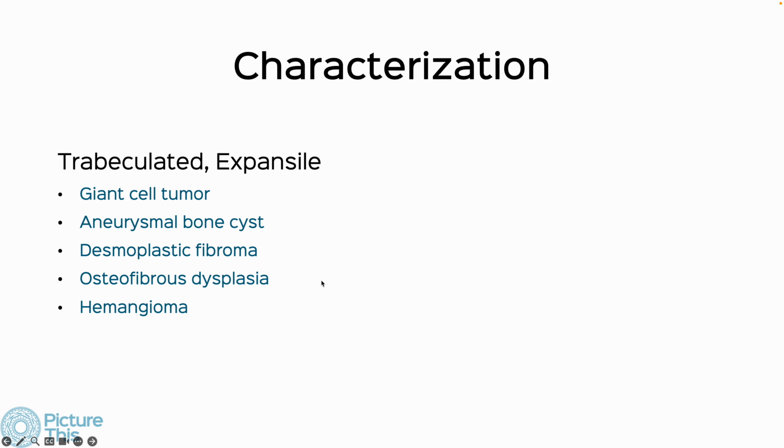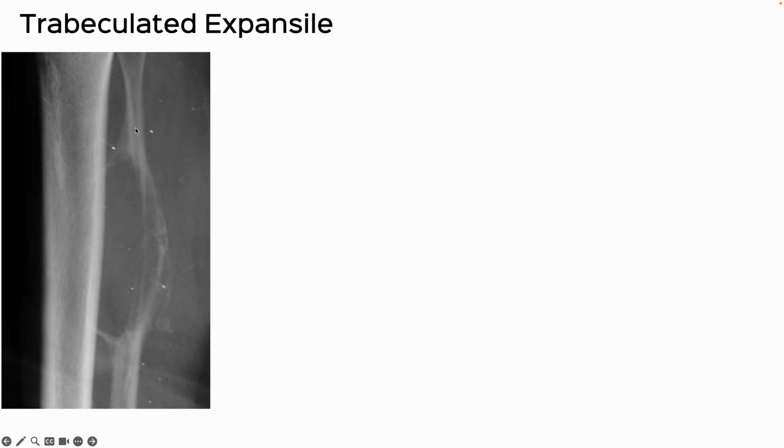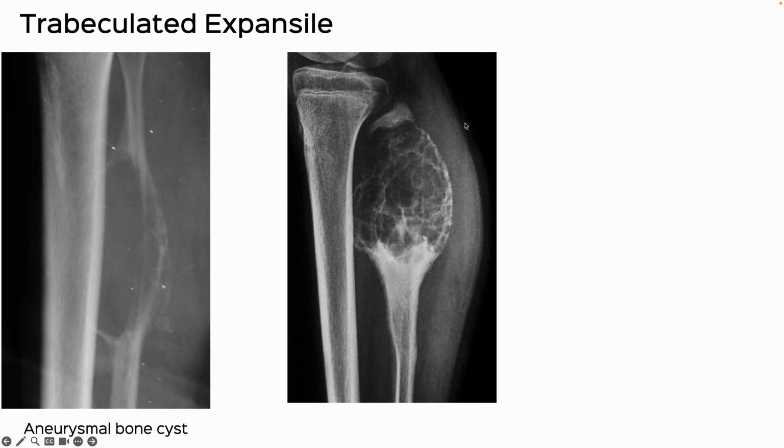Then we have the group of trabeculated expansile lesions, and these are the 5 tumors that present in this manner. Here's a fibular lesion. You can see here there is cortical thickening, but this is solid. Expansile lesion in the diaphysis, immature skeleton, that's an aneurysmal bone cyst. Here this is a trabeculated expansile lesion with some cortical thickening, again looks benign.